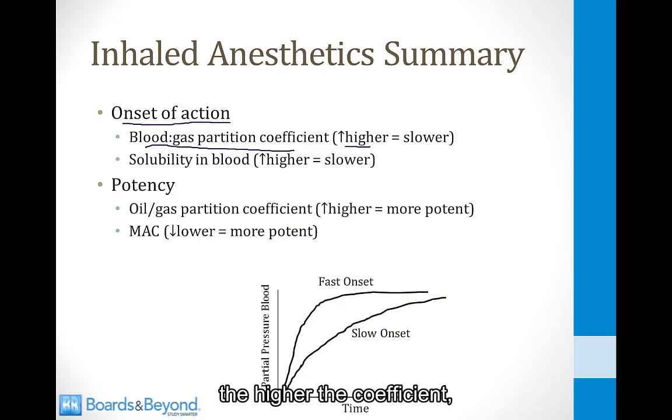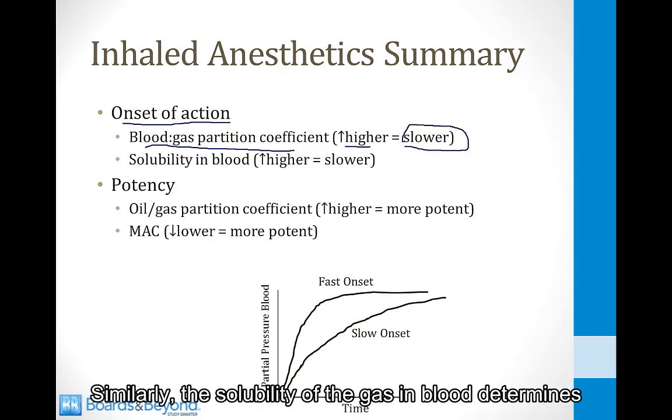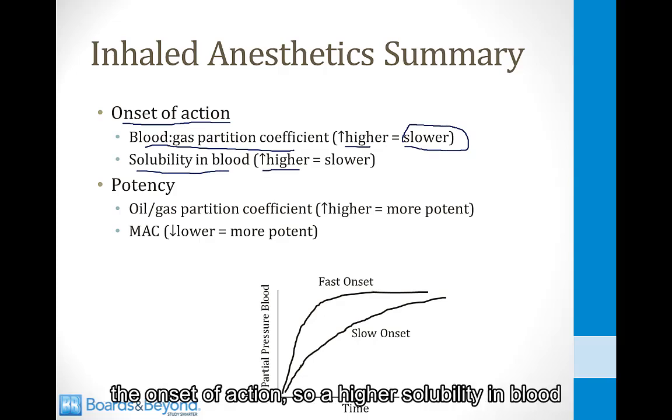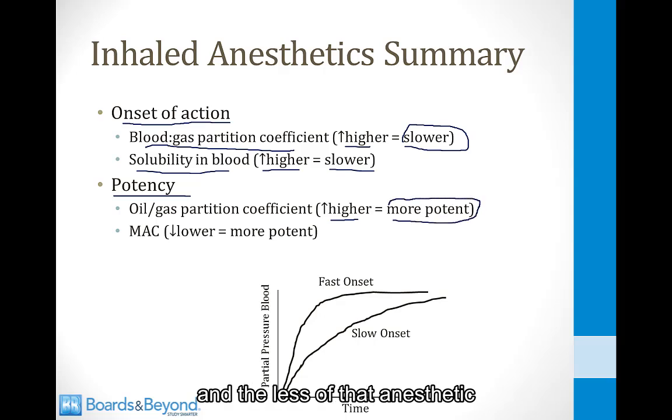The higher the coefficient, the slower the onset of action for that gas. Similarly, the solubility of the gas in blood determines the onset of action, so a higher solubility in blood means a slower onset of action. Potency, on the other hand, is determined by the oil-gas partition coefficient, so the higher this coefficient, the more potent the anesthetic and the less of that anesthetic you need to induce anesthesia.